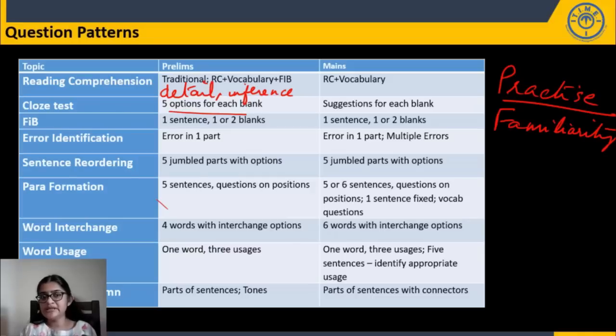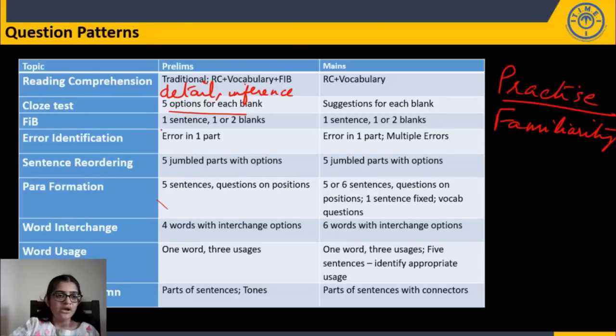So what I mean is, multiple words may have the potential to fit into a particular blank. Okay, what you have to do is you have to quickly scan through the entire para, get an idea of what the para is talking about, and then you start filling up the blanks.